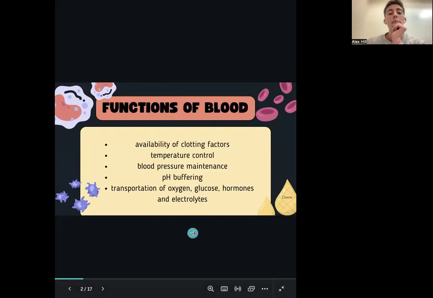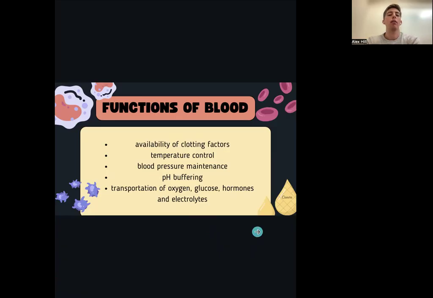Blood pressure maintenance, it's important to maintain blood pressure, and that gets into shock and all sorts of things like that we'll talk about later in the semester. Also important for pH buffering, which I think we've already talked a little bit about, and we'll talk more about that. pH is super important, and it transports different nutrients, oxygen, glucose, hormones, and electrolytes for the cells in the body to use.